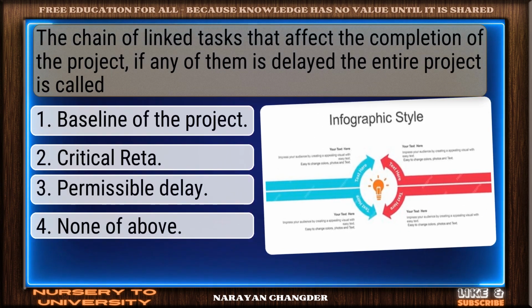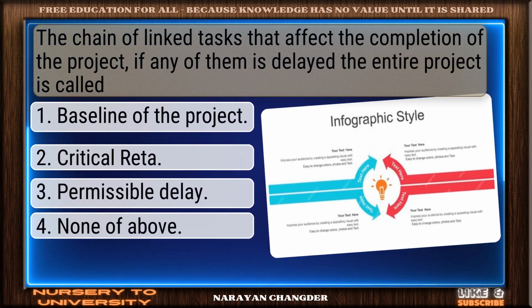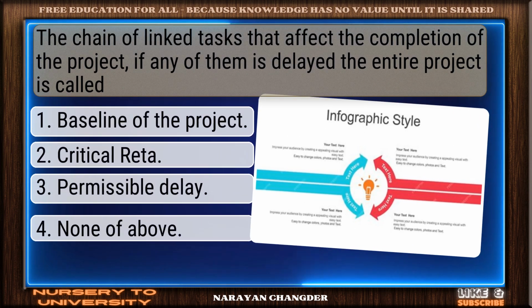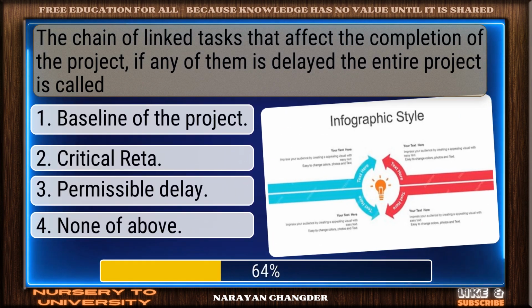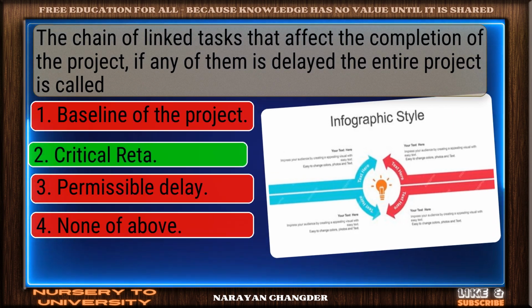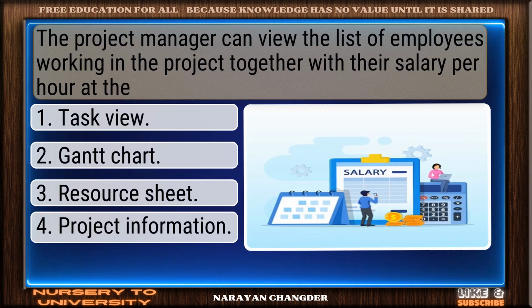Question number 11. The chain of linked tasks that affect the completion of the project. If any of them is delayed, the entire project is called. You got it. Your choice critical path is right.